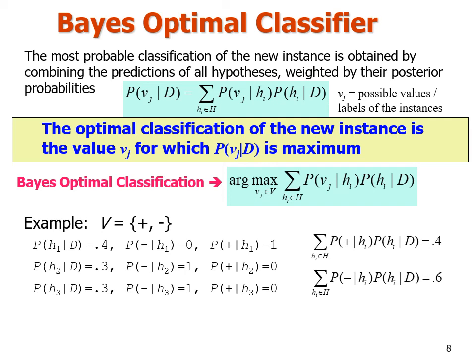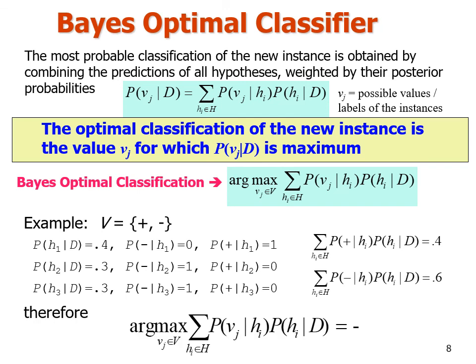So how have we computed these values? We have just substituted the known probabilities for H1, H2 and H3 in the respective expressions, and we computed these values 0.4 and 0.6. Therefore, by making use of Bayes optimal classifier, we can find out the most probable classification for this problem, having three hypotheses H1, H2, H3, as negative.